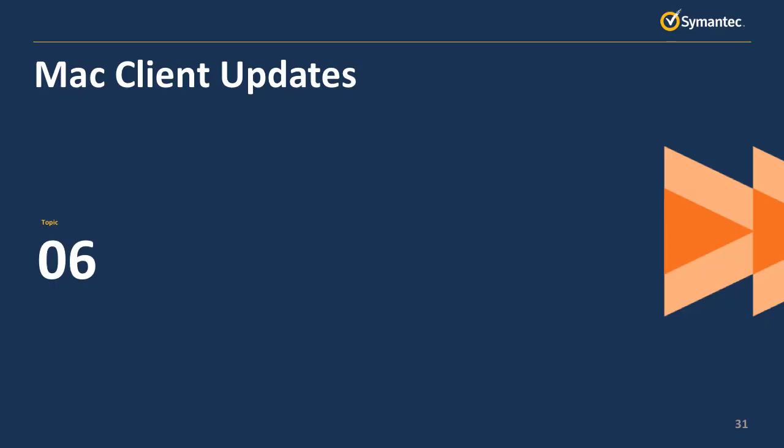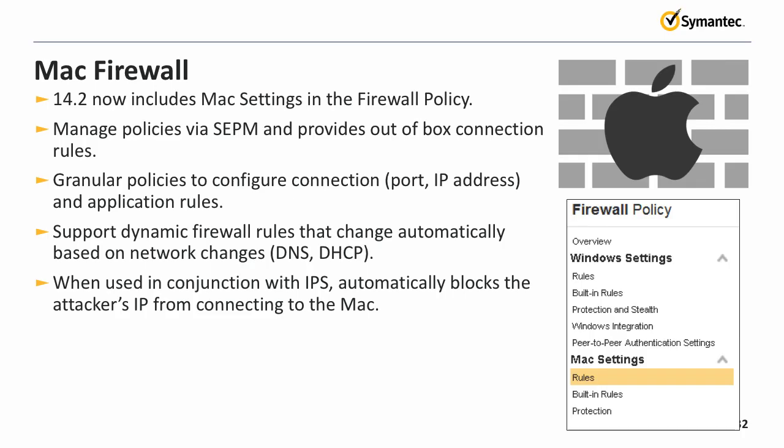This is the Mac Client Updates topic. SEP 14.2 now includes Mac settings in the firewall policy. With this addition, you now have the ability to manage policies via SEPM and provide out-of-the-box connection rules. Use granular policies to configure connections such as ports, IP address, and application rules.